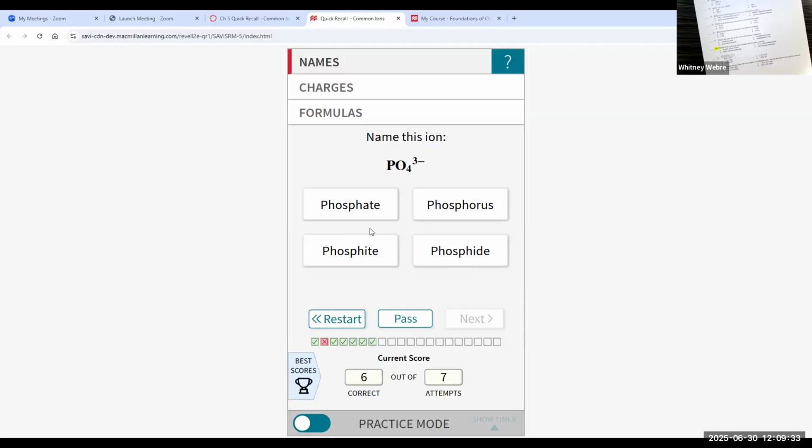So we already eliminated these. With these two, you get phosphate or phosphite. And at least you're flipping the coin here if you don't have it memorized yet, and you have a better chance. Which one is your instinct going towards? Phosphate. I agree, phosphate. This is PO3 3 minus.